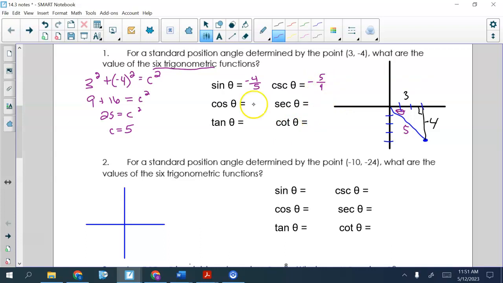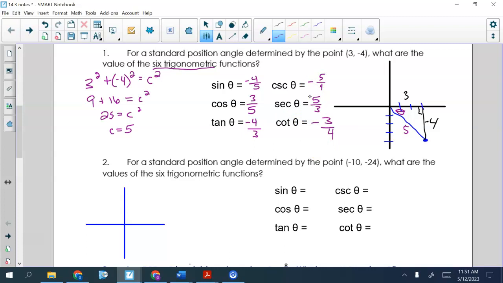Okay, cosine theta, adjacent over hypotenuse, would be 3/5. Notice we don't need the negative for the cosine. And then secant, 5/3. Tangent, TOA, opposite over adjacent, would be -4/3. Flip it for cotangent, -3/4. It doesn't matter where the negative goes. It can go on the top, on the bottom, out front, any of those spots.